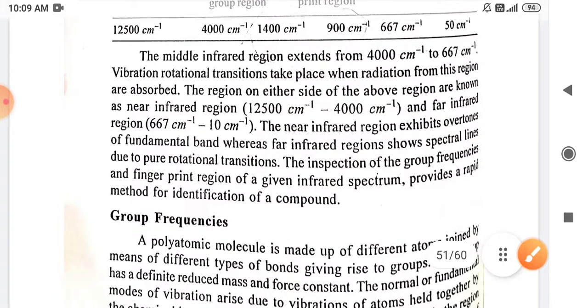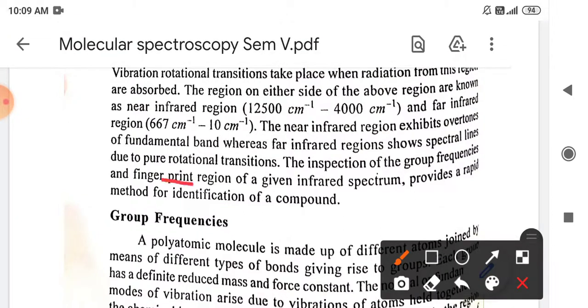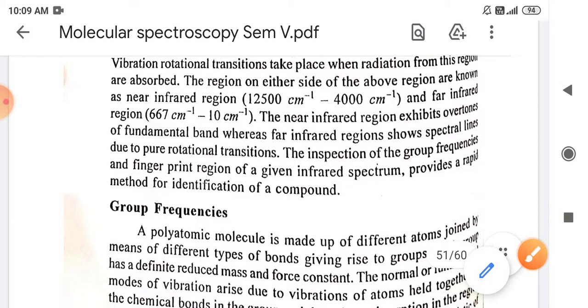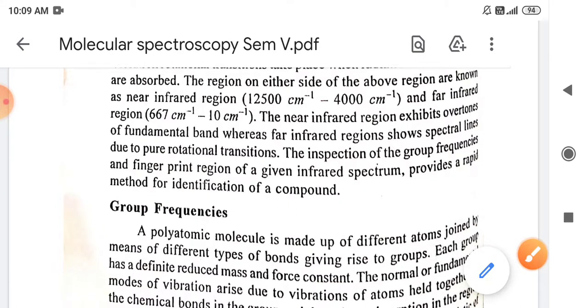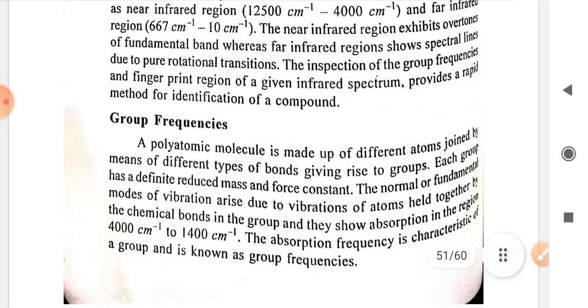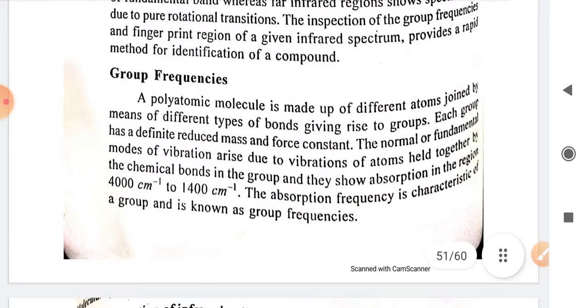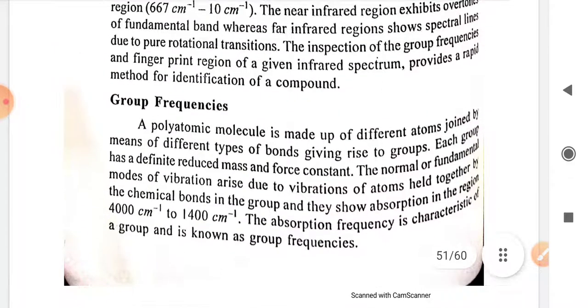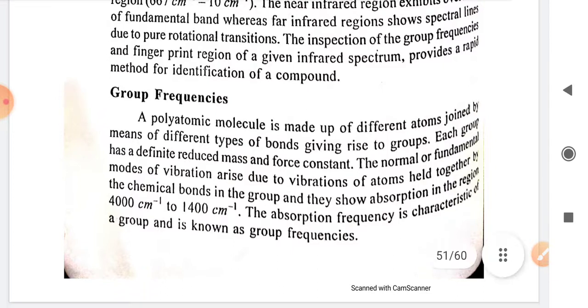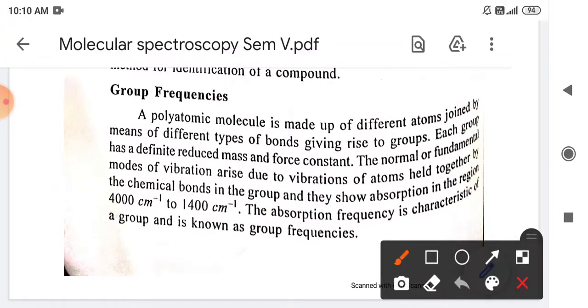So inspection of the group frequencies and the fingerprint region of the given infrared spectrum will provide a rapid method for the identification of a compound. Based upon this we can exactly find out which functional groups are present in the given molecule. So we have some tables of experimental values for the various absorption frequencies for the various functional groups, which we call group frequencies.